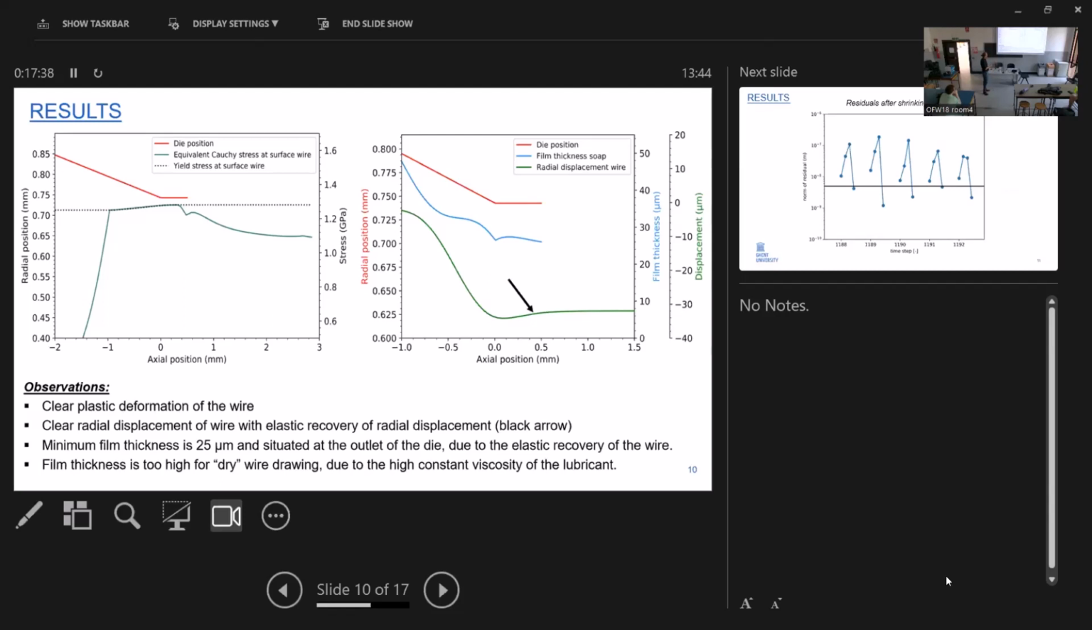We see as well a minimum film thickness of around 25 micrometers, and as it's situated at the outlet of the die, due to the plastic and elastic properties of the wire. However, this film thickness is too high for dry wire drawing. And that is caused by the constant viscosity of the lubricant.